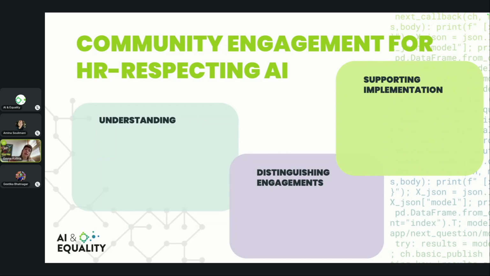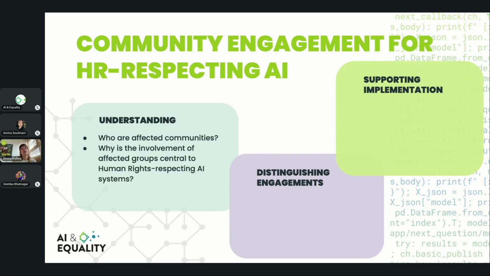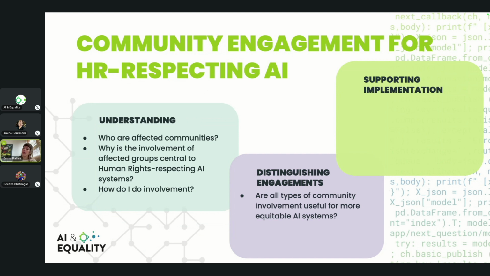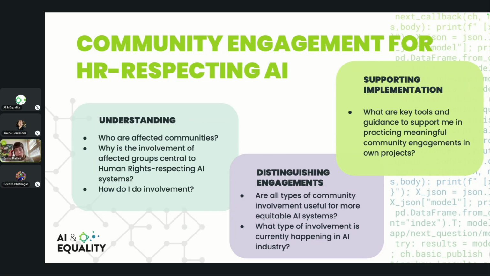We're going to talk about 3 key aspects. The first one is to understand what community engagement is, who affected communities are, why they need to be involved, why this is central for human rights respecting AI, and how we can do this. Then we look at what involvements there are, whether they are all equally useful for more equitable AI, and what's currently happening in industry. And then we have a last section that looks at, if you want to do this in practice, where there are resources and materials that can help you do that for your own projects.